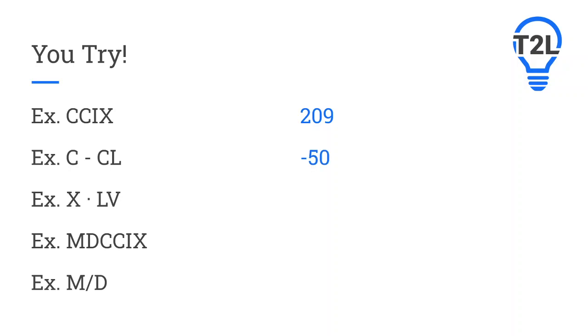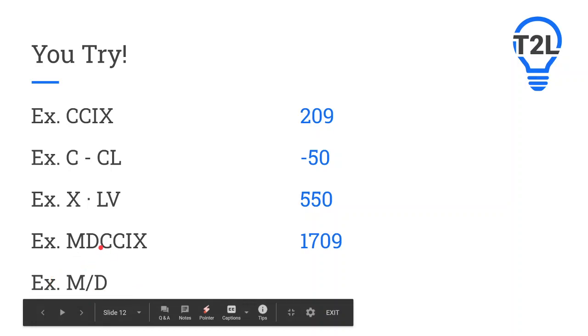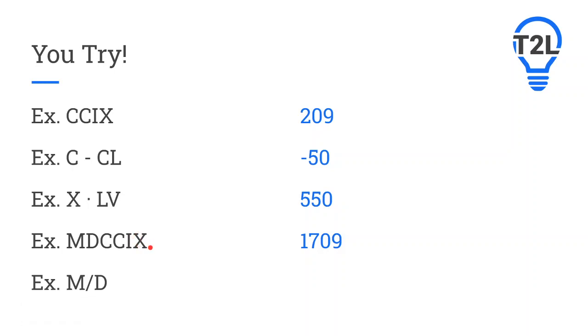And then the third one, X is 10 times LV, which is 55, because L is 50, V is 5, so 10 times 55 is 550. And then this is just converting it into normal numbers, so that's M, so that's 1,000, D is 500, and these two hundreds equals 1,700, and then IX is 9, so 1,709. And then M divided by D is just 1,000 divided by 500, which is 2.